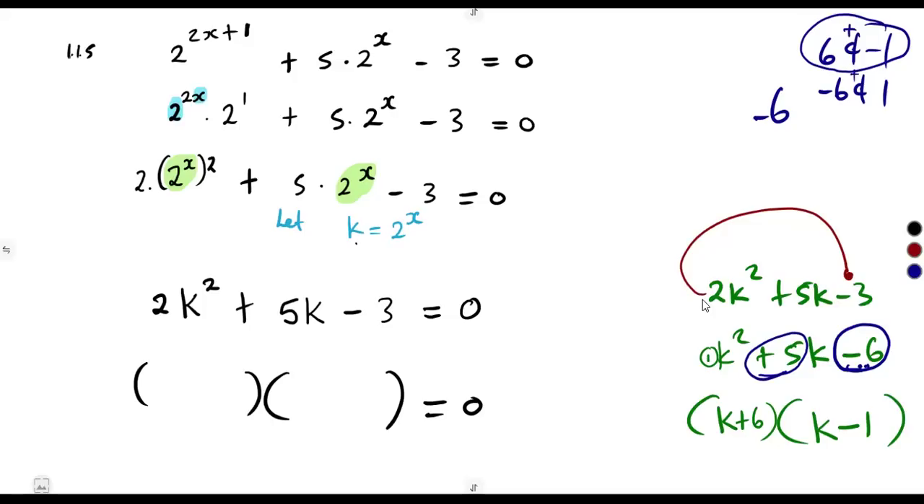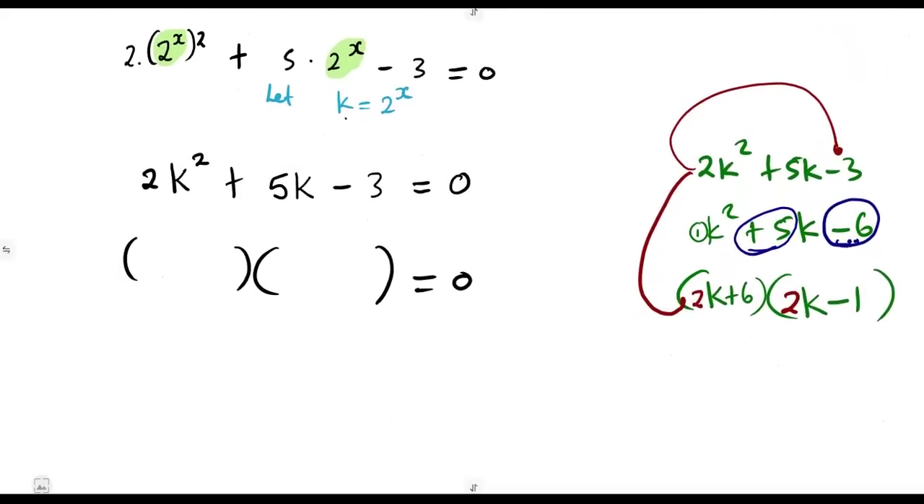Then you bring back the 2 that you removed, in place of k. Remember, you had to steal this before. So wherever you see k, you must bring back the 2. There is a k here, you bring back the 2. There's a k here, you bring back the 2. Then you factorize where possible. In the first bracket, 2 is common. Let's factor it out. So that will be k plus 3, since 6 divided by 2 is 3. In the second bracket, nothing is common, so it remains as it is.